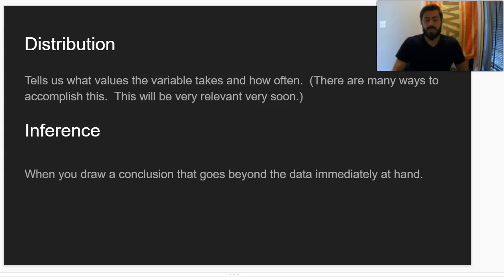Next, we have inference. Inference is where you draw a conclusion that goes beyond the data that you have right there at hand.